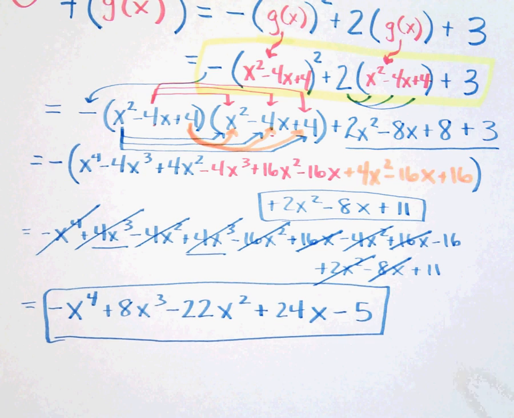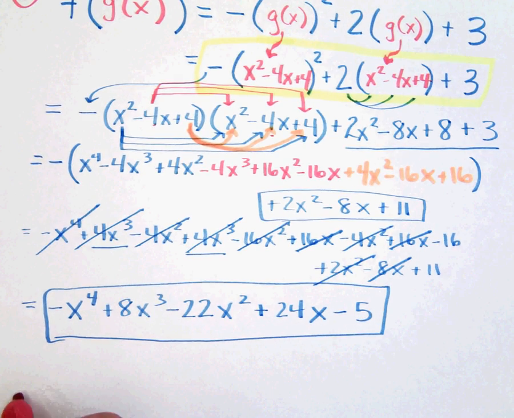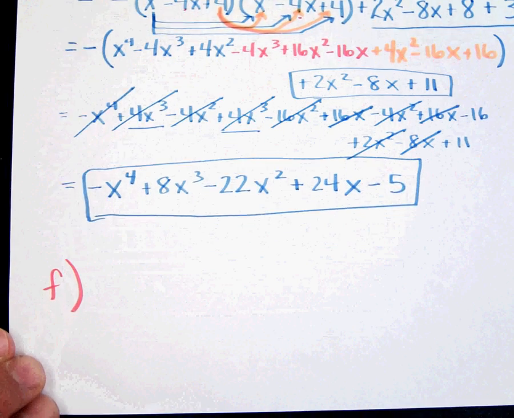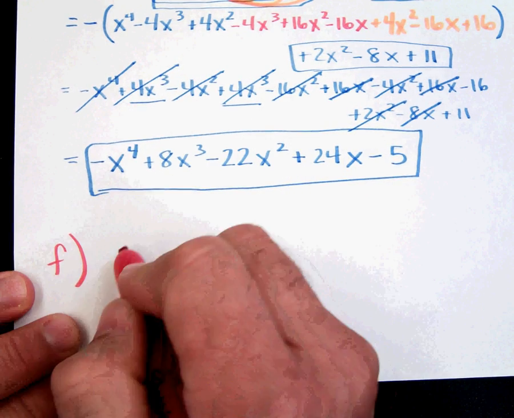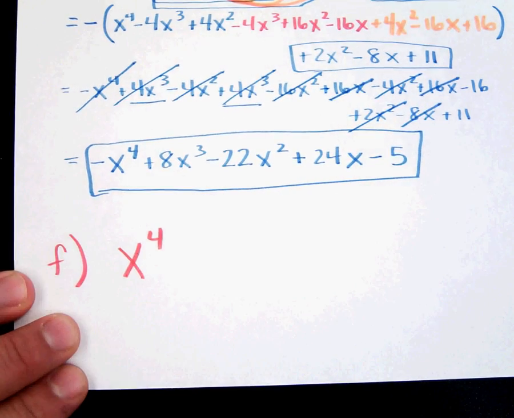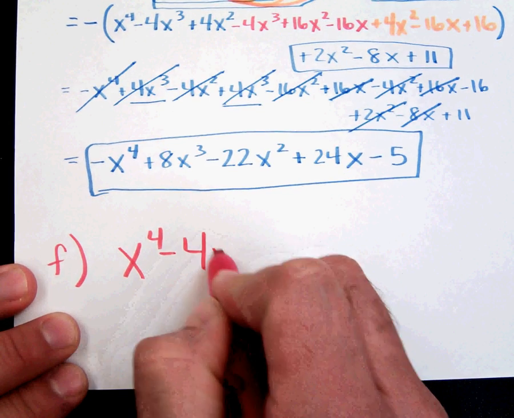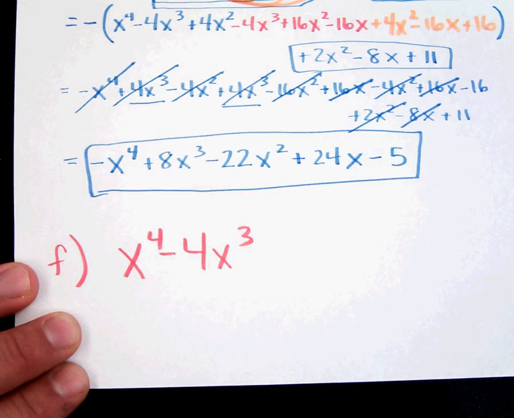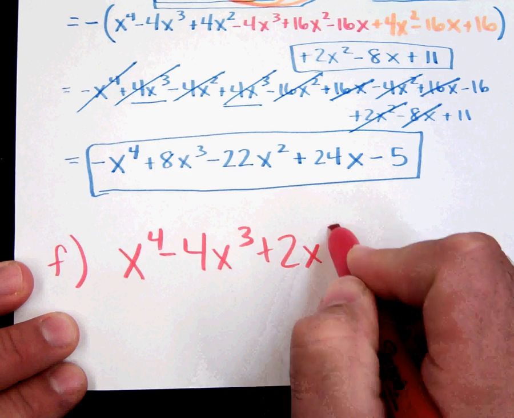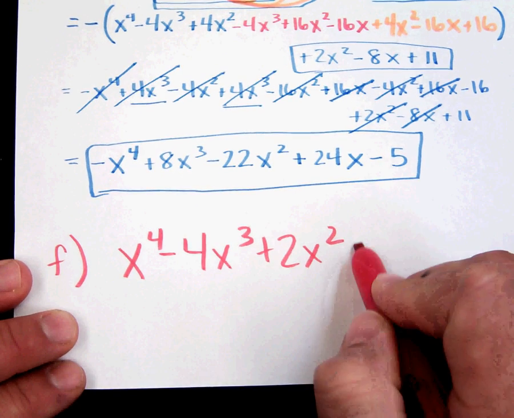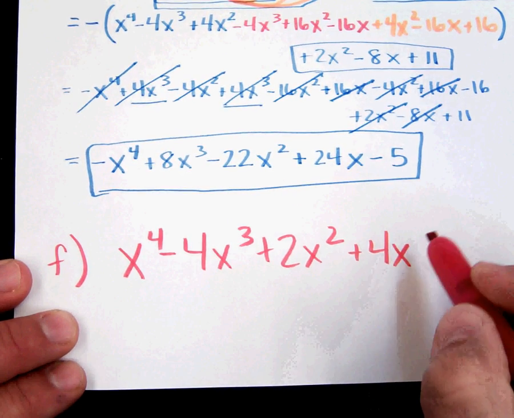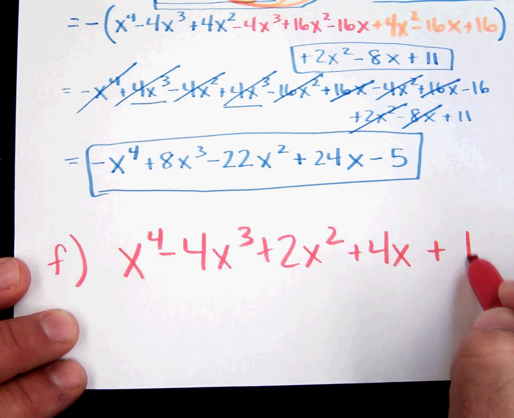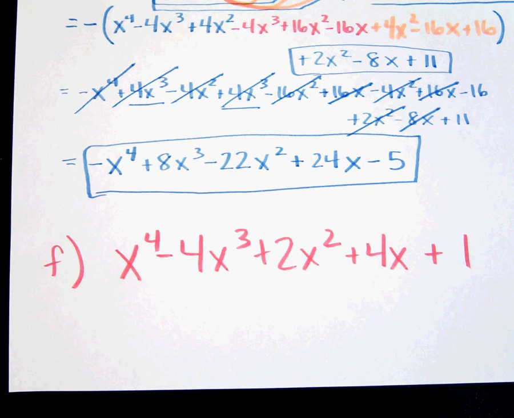Go ahead and try letter F. I gave you the answer to that in class today, but if you missed it, for letter F, the final answer was x to the 4th minus 4x cubed plus 2x squared plus 4x plus 1. Try doing g of f of x and see if you can simplify it to this same answer that I have here. If you do, you're in good shape and you're doing a good job with combining functions.